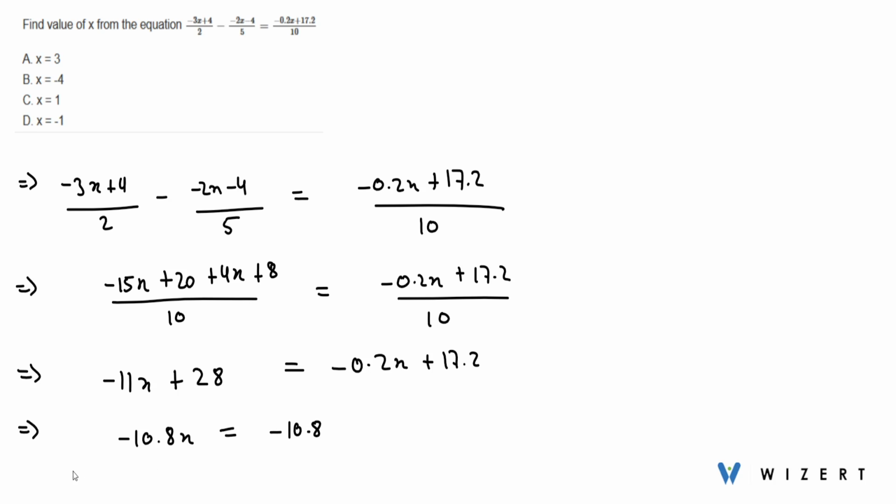Now in order to find the value of x, divide both sides of the equality by minus of 10.8. So x will be equals 1. Therefore, upon checking the options, we see that option C will be our required final answer.